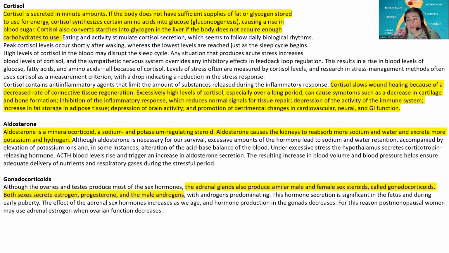Cortisol slows wound healing, though, because of a decreased rate of connective tissue regeneration. Excessively high levels of cortisol, especially over a long period, can cause symptoms such as a decrease in cartilage and bone formation, inhibition of the inflammatory response, which reduces normal signals for tissue repair, depression of the activity of the immune system, increase in fat storage in adipose tissue, depression of brain activity, and promotion of detrimental changes in cardiovascular, neural, and GI function. What are all those words meaning?